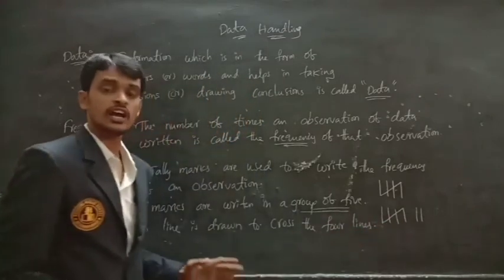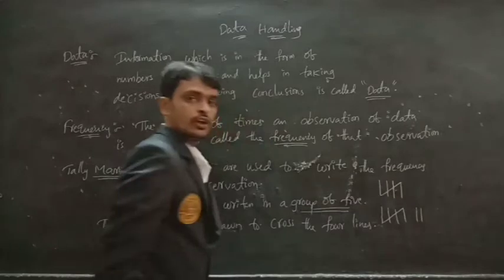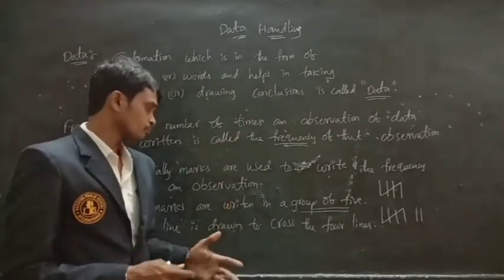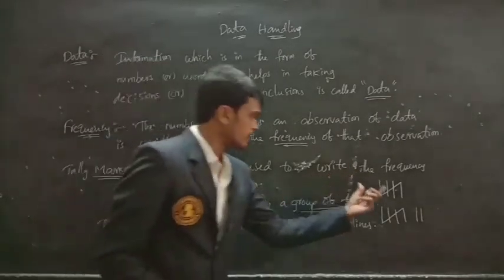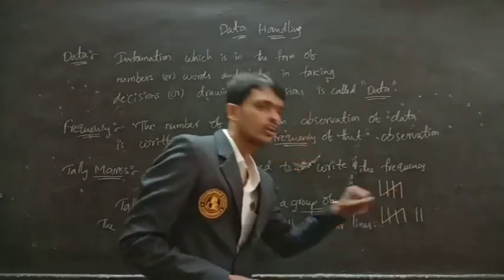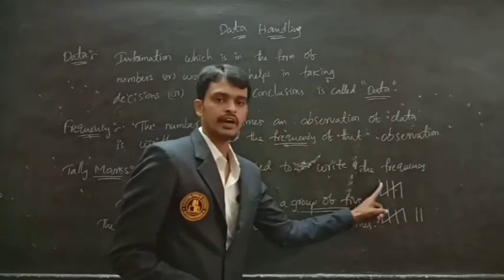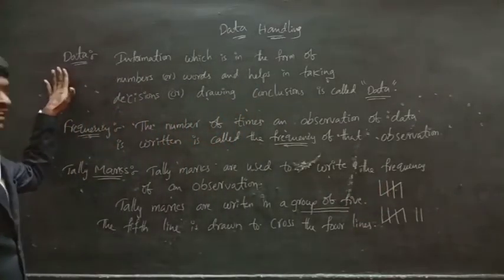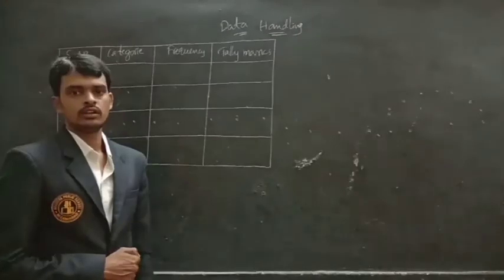So the tally marks are denoted by standing lines. If the frequency is more, we represent the tally marks as a group of 5. First we draw the 4 lines, and the fifth line we cross over the 4 lines. Then it is called a group of 5 lines. Now this is about data, frequency and tally marks.